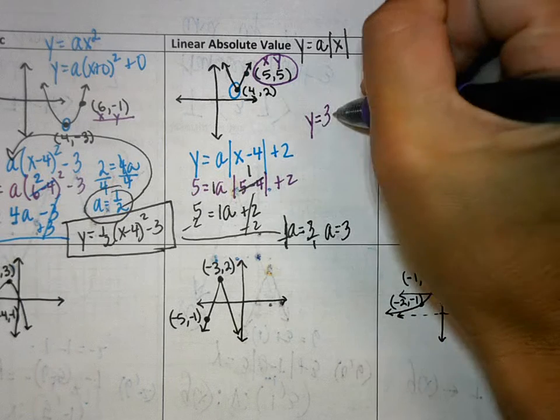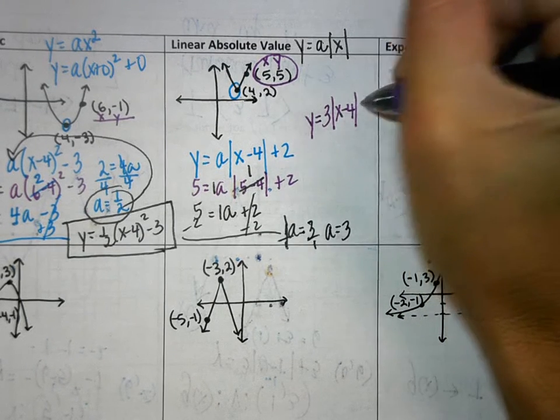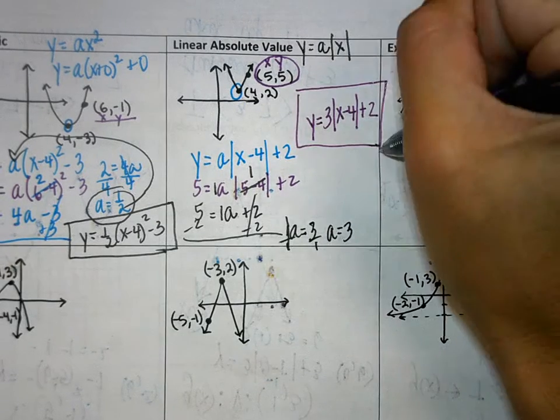So my equation then for this line is y equals, and then what will I write? 3 absolute value. Good, x minus 4 plus 2. And that is my linear absolute value equation.